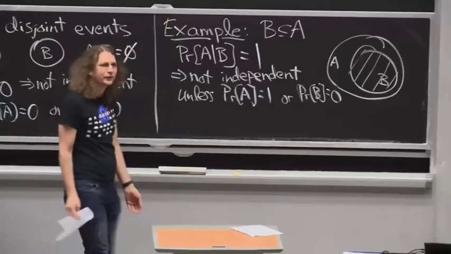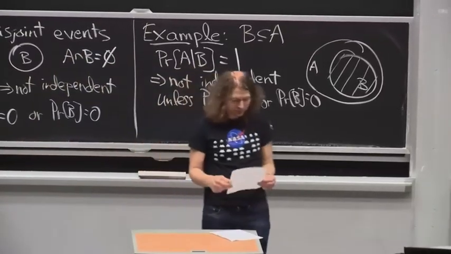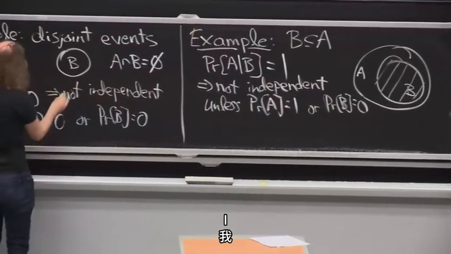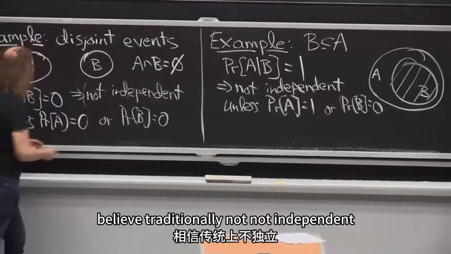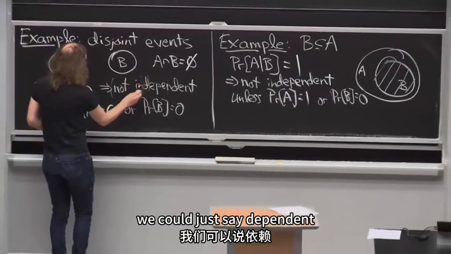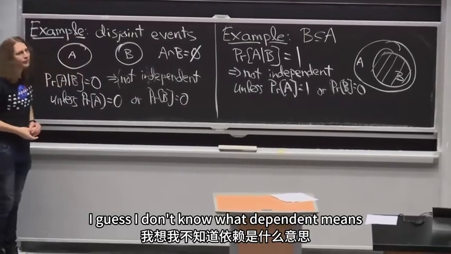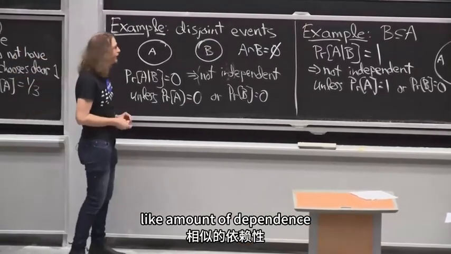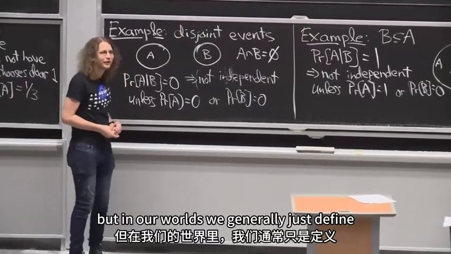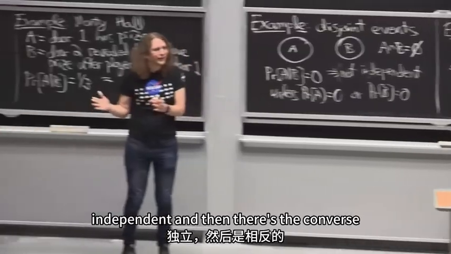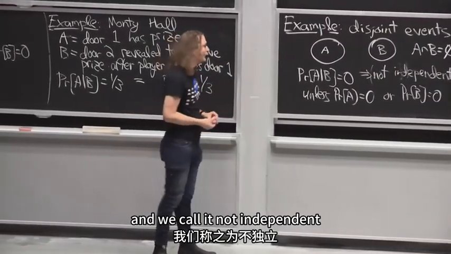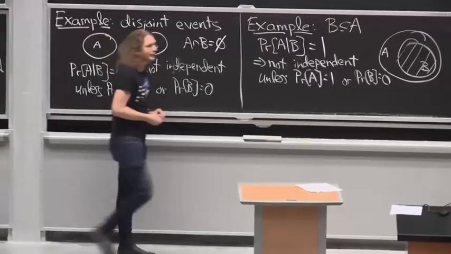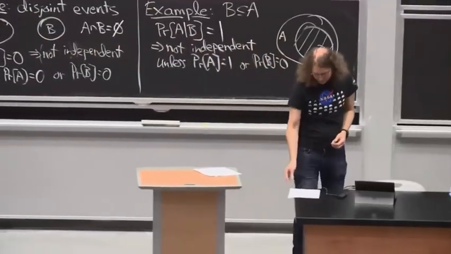Question? Why do we say not independent? Can't we say dependent? Why don't we say dependent? It's a good question. I believe traditionally, not independent. We could just say dependent. I guess I don't know what dependent means. I guess you could try to define dependence, like amount of dependence, and maybe statisticians do that. But in our world, we generally just define independent, and then there's the converse, and we call it not independent. I agree it's weird. You could maybe think of it as dependent, but I'm pretty sure it's not standard.